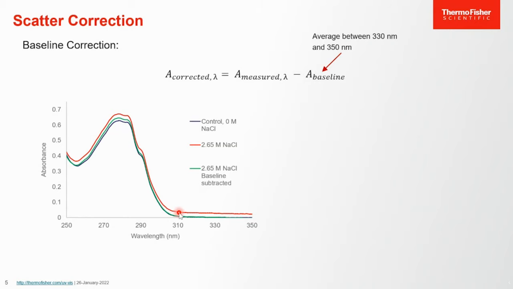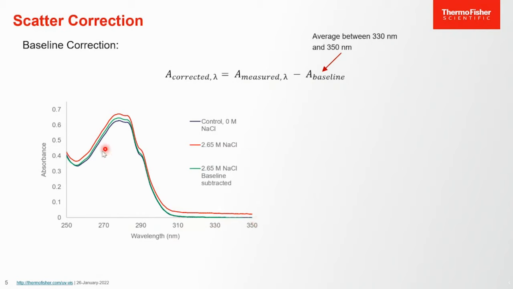So the idea here is that you take a region of your spectrum where you know your sample does not absorb. So in this case, between 330 and 350 nanometer. You average the apparent absorption measured for your scattering sample between those points, and subtract that average from each point of your measured spectrum. In this case, we're able to see that the baseline appears to correct.